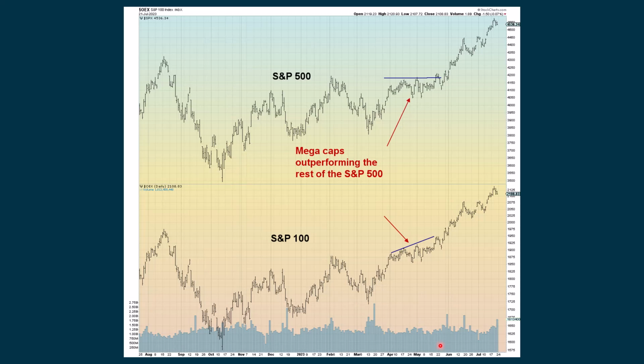We also compare the S&P 100, the big stocks, with the S&P 500. We were getting out of line with each other earlier this spring, but now they're moving more in tandem with each other, so I haven't been showing this chart.